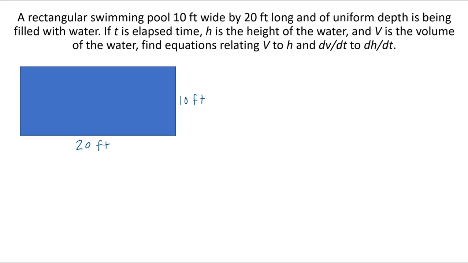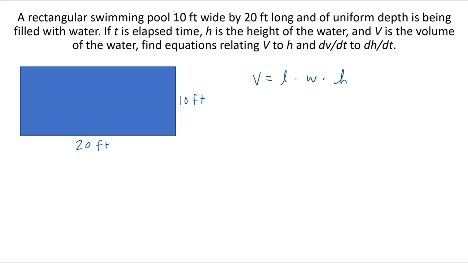And if T is the elapsed time, so we're timing how long it takes us to fill this pool up, H is the height of the water, and V is the volume of the water, we need to find an equation that relates V to H. That's the first thing we want to do. So we want to find an equation that relates the volume of the water in the pool to the height of the water, or another way to say that is the depth of the water.